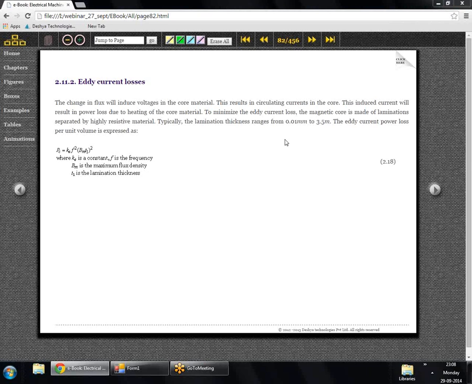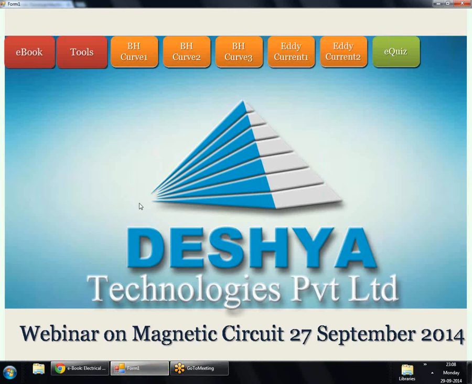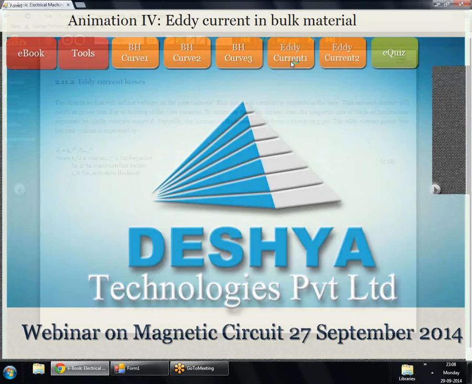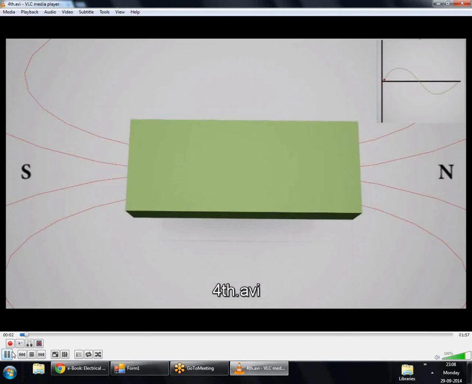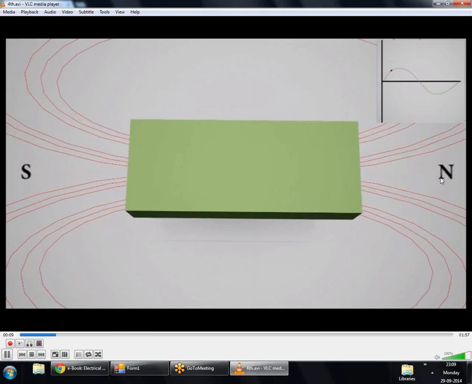Now, apart from the hysteresis, we have one more loss which is known as the eddy current loss. The eddy current losses can be calculated empirically using the expression 2.18. However, the formation of eddy current losses is very important to understand. To understand how eddy current losses are produced, let's have a look at this animation. In this animation we see a green material which is a ferromagnetic material, and it is exposed to an alternating magnetic field.